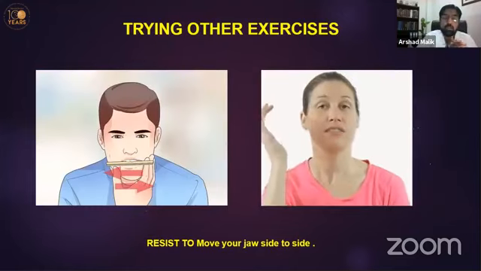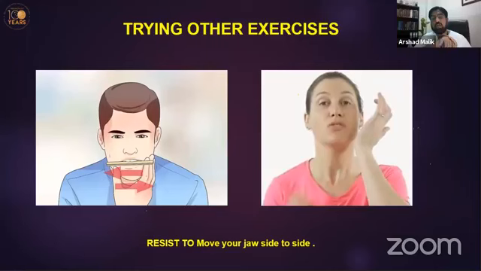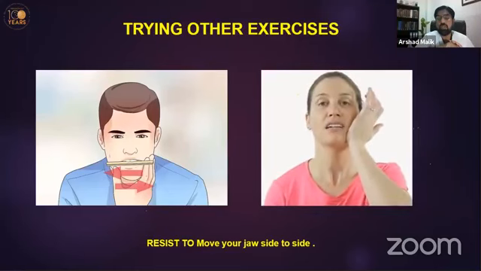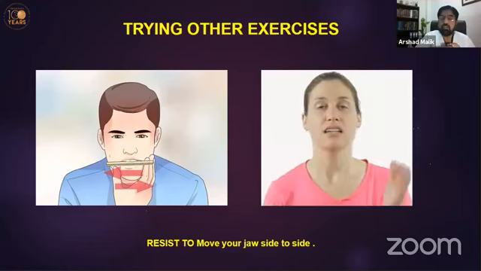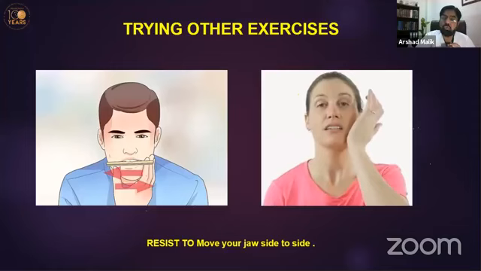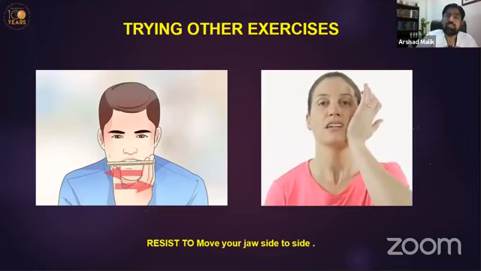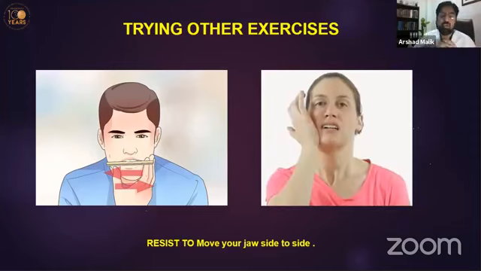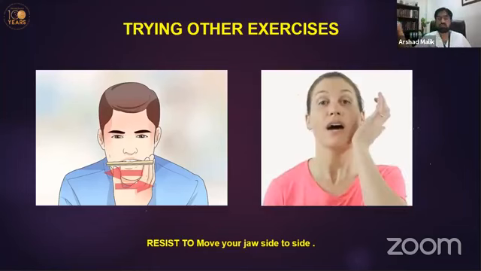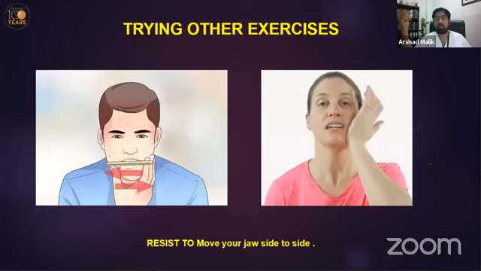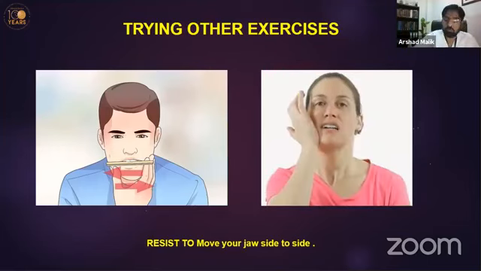Now the resistance movement from side to side. On one side you are pushing, and the jaw is pushing towards your hand. You are pushing this side, then this side, while your jaw is pushing against your hand, and that is the resistance to moving your jaw side by side. Like this you are creating resistance while opening your mouth.